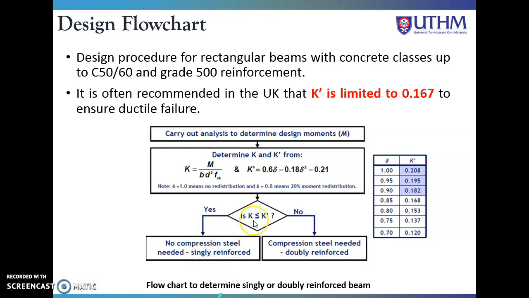So, single reinforcement. So, maksudnya kat sini, ia hanya perlukan tension steel. Okay, sekiranya K yang kita kira daripada moment design adalah lebih besar, maksudnya tidak memenuhi persamaan ini, so that means compression steel is required, so doubly reinforced.